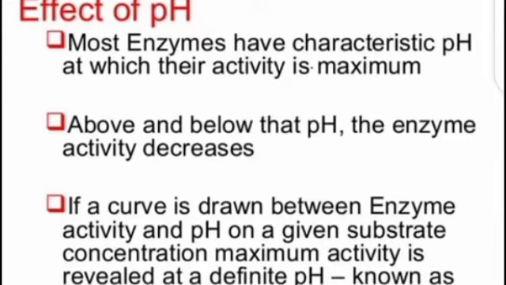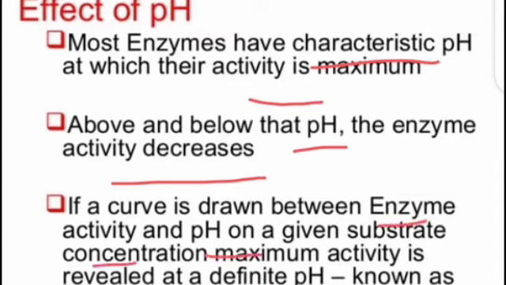Most enzymes have a characteristic pH at which their activity is maximum. Above and below this pH, the enzyme activity decreases. If a curve is drawn between enzyme activity and pH at a given substrate concentration, maximum activity is revealed at a defined pH known as the optimum pH.